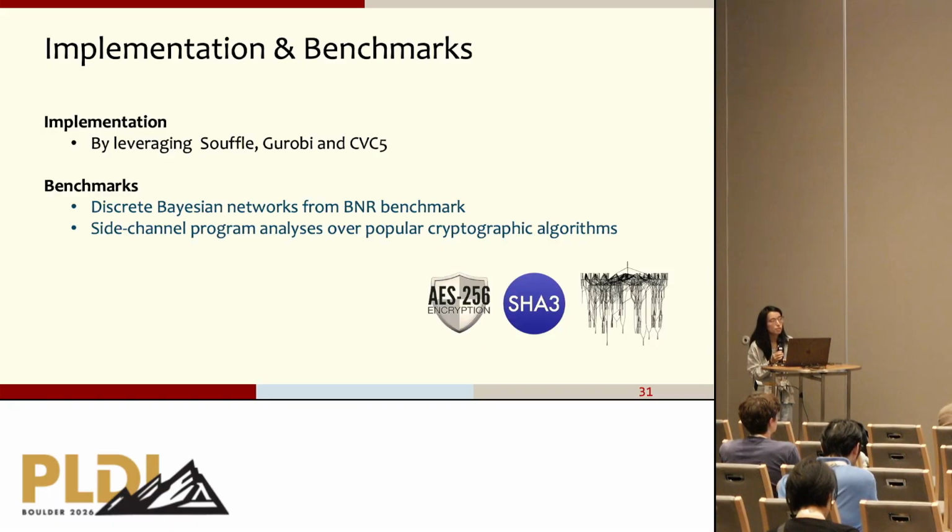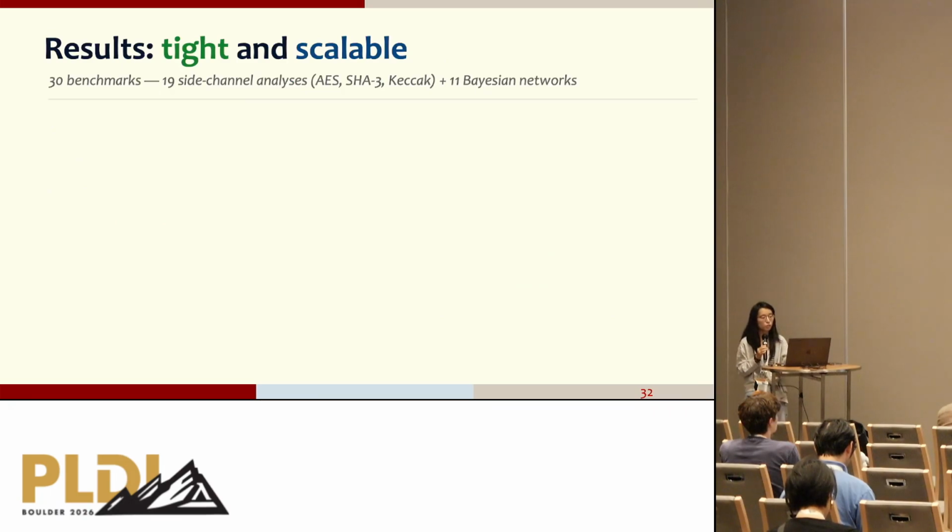There are two kinds of benchmarks. One set is from discrete Bayesian networks. The other one is from large-scale side-channel program analysis for cryptographic algorithms. So there are two takeaways we want to highlight for tightness and scalability.